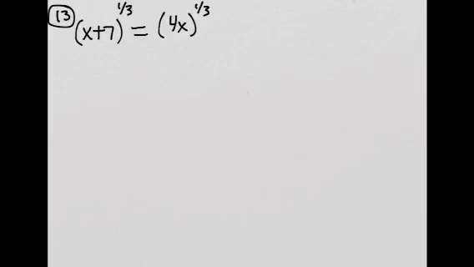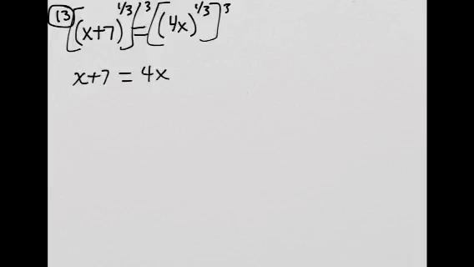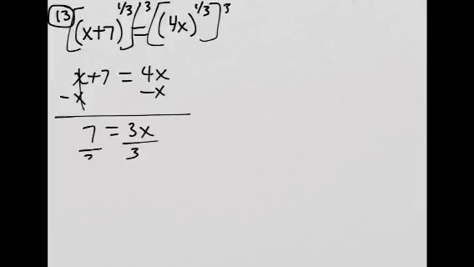Alright, so 13, we have both sides raised to the 1/3 power, so we want to get rid of that 1/3. We're going to raise both sides to the 3rd power. So by doing that, what we have done is we've canceled the 1/3. So 1/3 times 3 is 1. So the left side is x plus 7, the right side is 4x. So now we just subtract x, and so 7 equals 3x. We divide by 3, so x is 7/3.